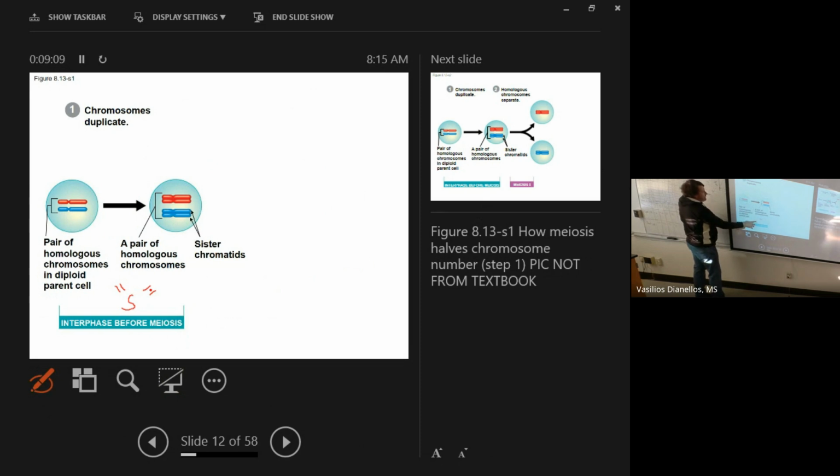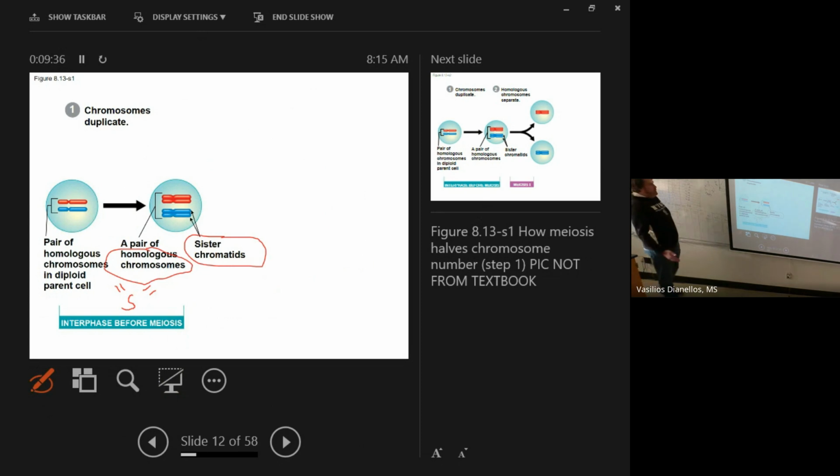It goes through S phase of interphase. So the one from the mom duplicates, the one from the dad duplicates. And now we still have a pair of homologous chromosomes. But now for each one of those homologous chromosomes, we also have sister chromatids, just like we did in mitosis. So remember, in mitosis, that's the only thing we focused on was the sister chromatids. So we're still focusing on the sister chromatids, but now we also have homologous chromosomes. And that is a big difference.